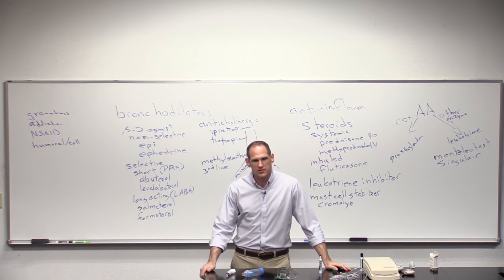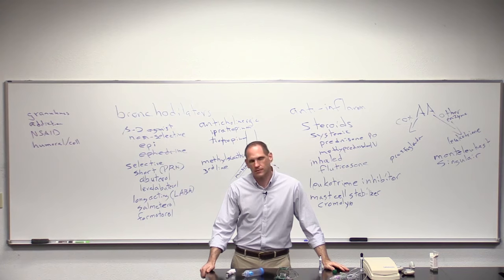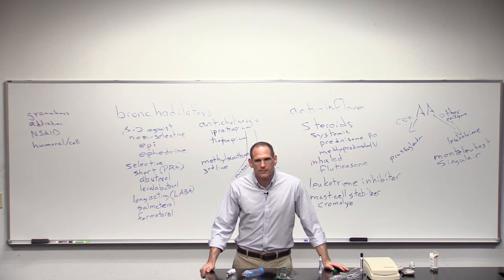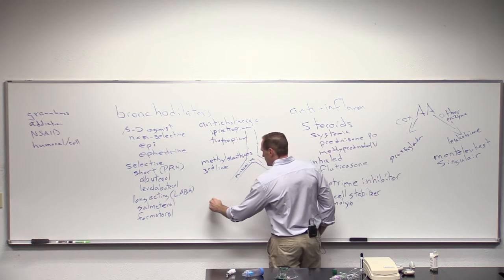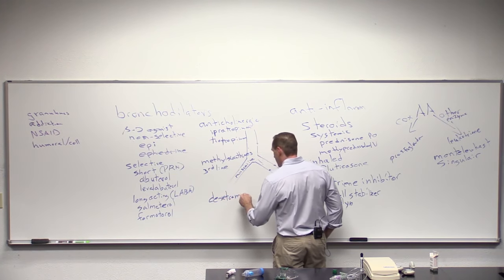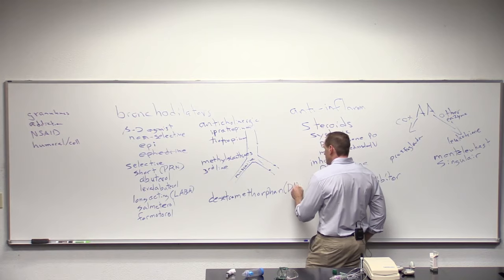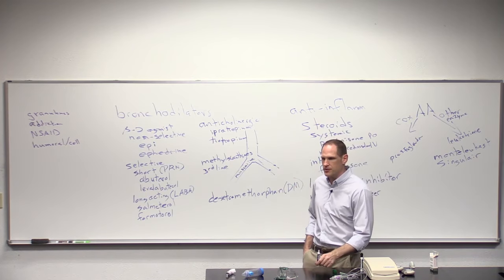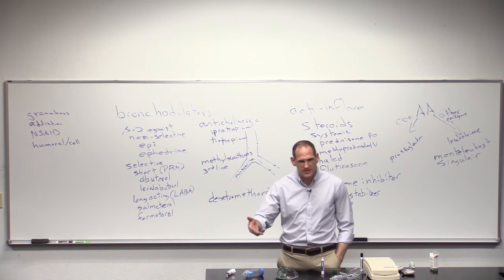So opioids are your strongest cough suppressant. The two drugs that are typically used for that, codeine and hydrocodone. Next, you have dextromethorphan, which is abbreviated DM. So dextromethorphan. This is available over the counter. And anytime you see a drug that ends in DM at the drugstore, it's got dextromethorphan in it. So Robitussin DM. Mucinex DM.